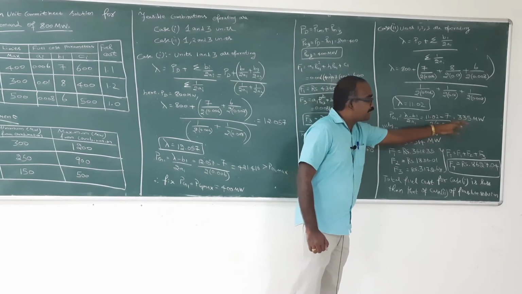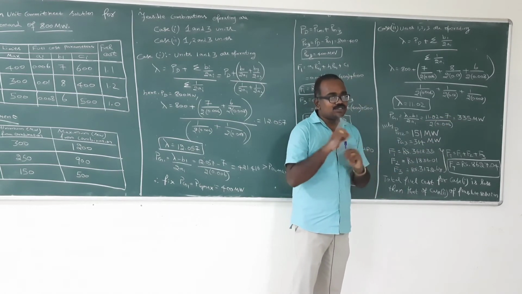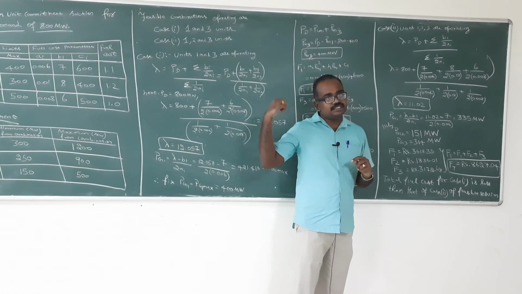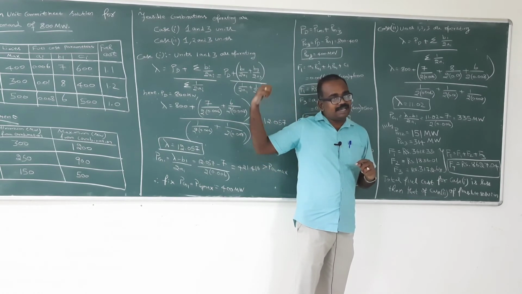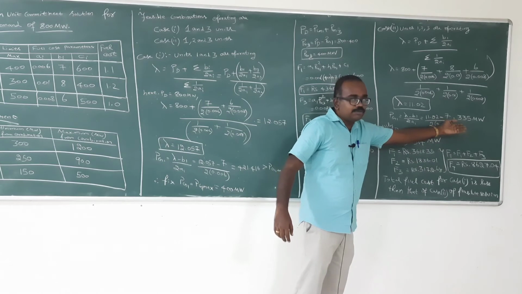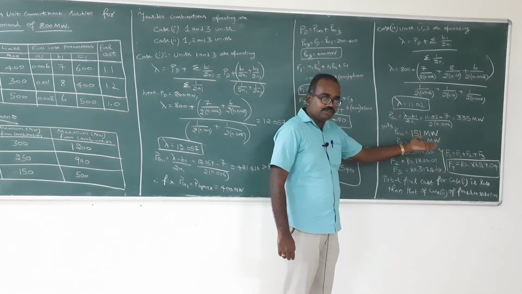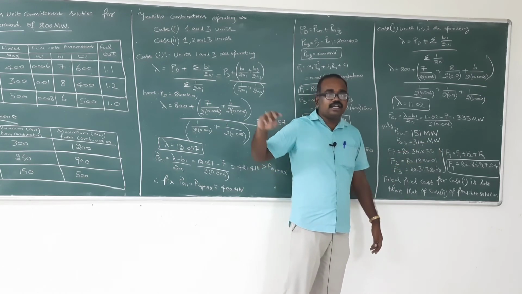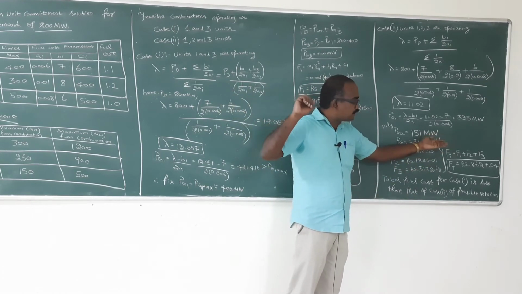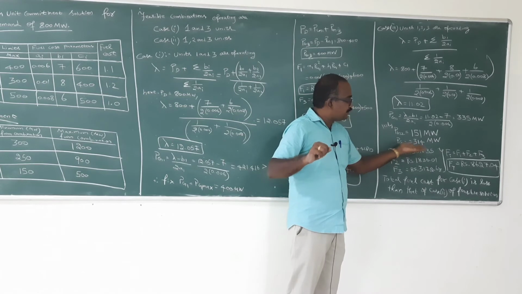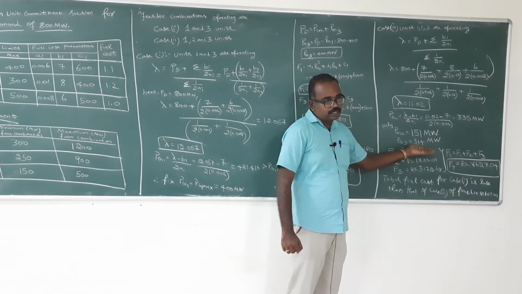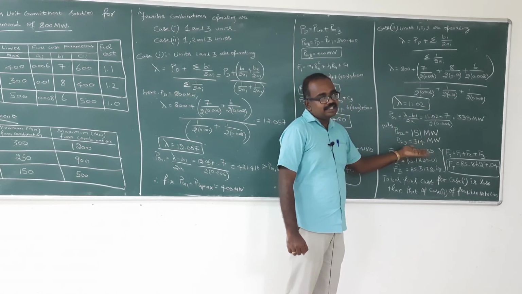So Pg1 we are getting as 335. We have to check whether it is within the limit. So 400 is the maximum limit, so it is within the limit only. So next we can go for Pg2. So 151. We have to check the limit. This is also within the limit only. Pg3 we are getting 314 megawatt. So all the three generators' values are within the limits.